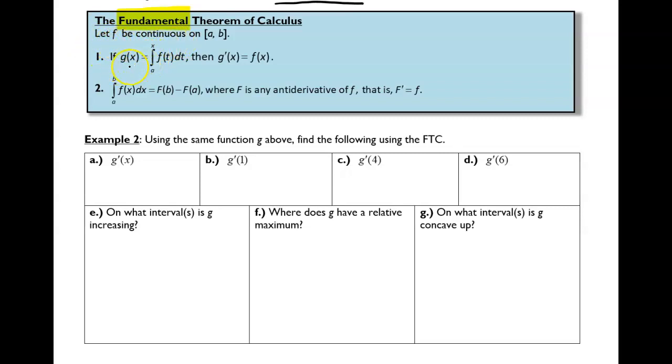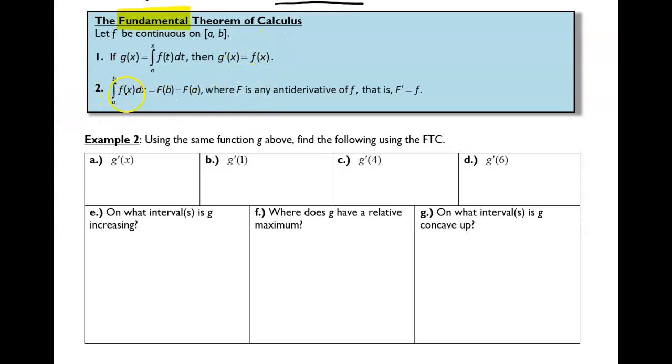We're assuming that f is continuous. If g of x is equal to the integral from a to x of f of t dt, so that's one of these accumulation functions, I can tell it's an accumulation function because there's a variable on the integral. Then if I take the derivative of g, I get f of x. In other words, if I take the derivative of the left side and the derivative of the right side, when I take the derivative of that integral, it essentially cancels out, and I would just have the f of x there.